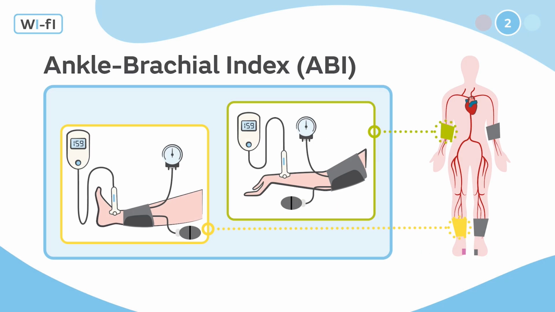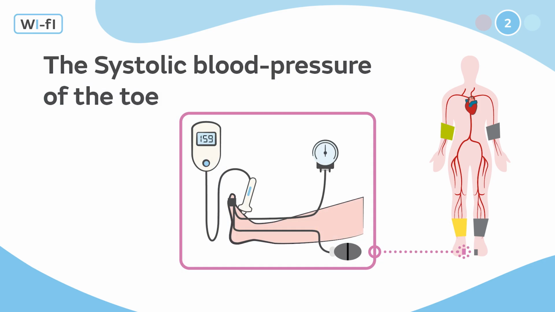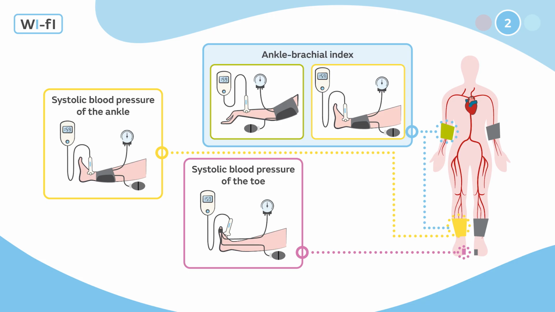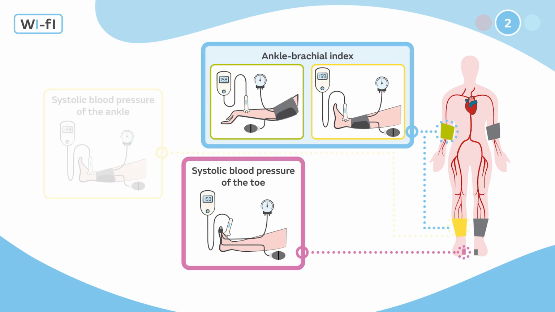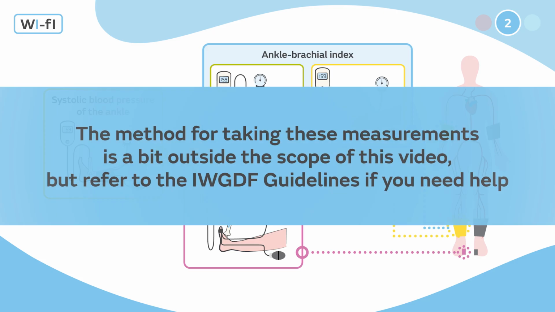The ABI gives a better indication of how likely the person is to lose a limb, while toe pressure is a better indicator of how likely the wound is to heal. In addition, toe pressure can be more reliable because if the arteries have hardened, your ABI reading can be abnormally high. If in doubt, look to your toe pressure reading. Also, you should use at least 2 of your measurements when you are grading ischemia. The methods for taking these measurements are a bit outside the scope of this video, but refer to the IWGDF guidelines if you need help.